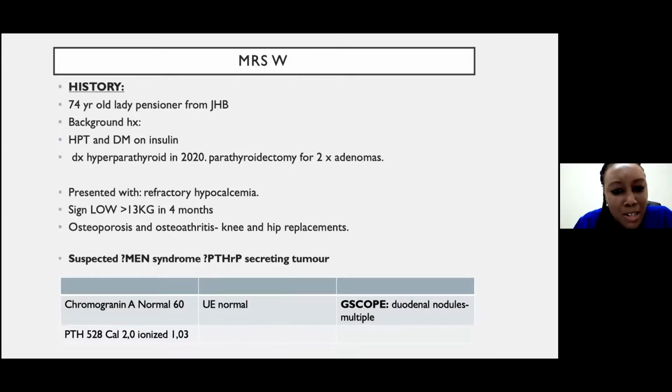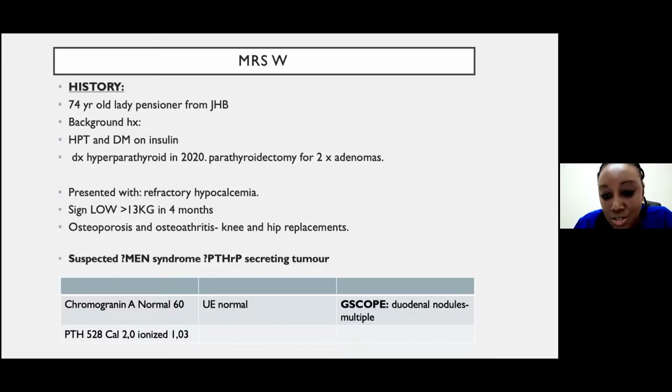Now she presented about a year later with refractory hypocalcemia. She had significant loss of weight over the past 4 months. Also, osteoporosis, osteoarthritis with multiple surgeries to her knees and hips in terms of replacement. Her endocrinologist was working her up for MEN syndrome, but was worried that there might be a PTHrP secreting tumor, maybe neuroendocrine tumors found gastrically. So she sent her to us for a biopsy investigation with the gastroscope.